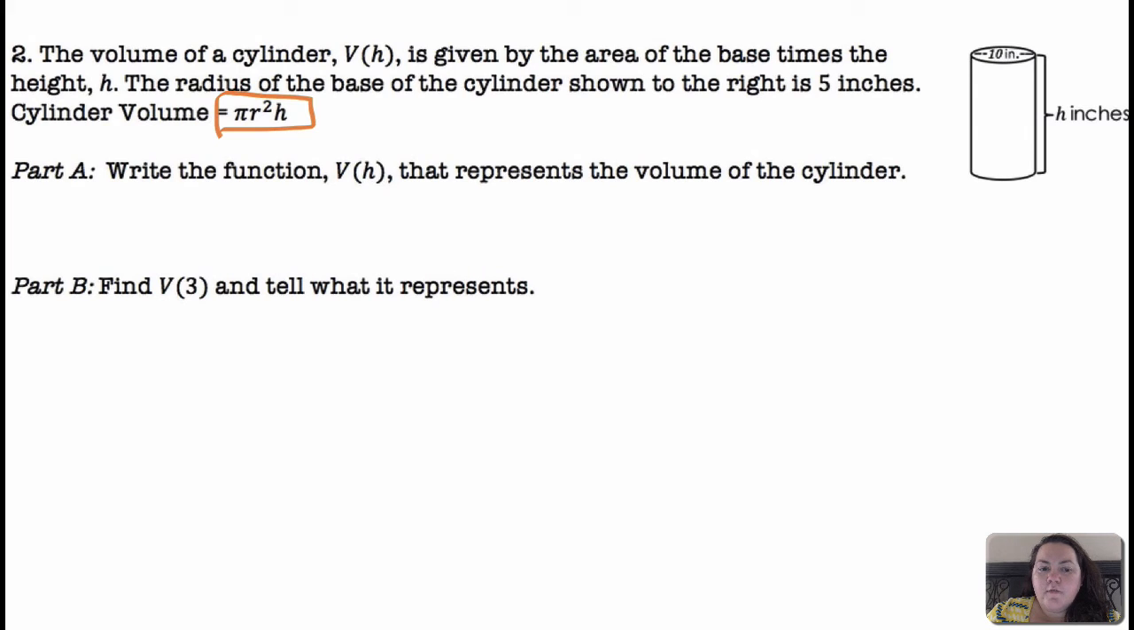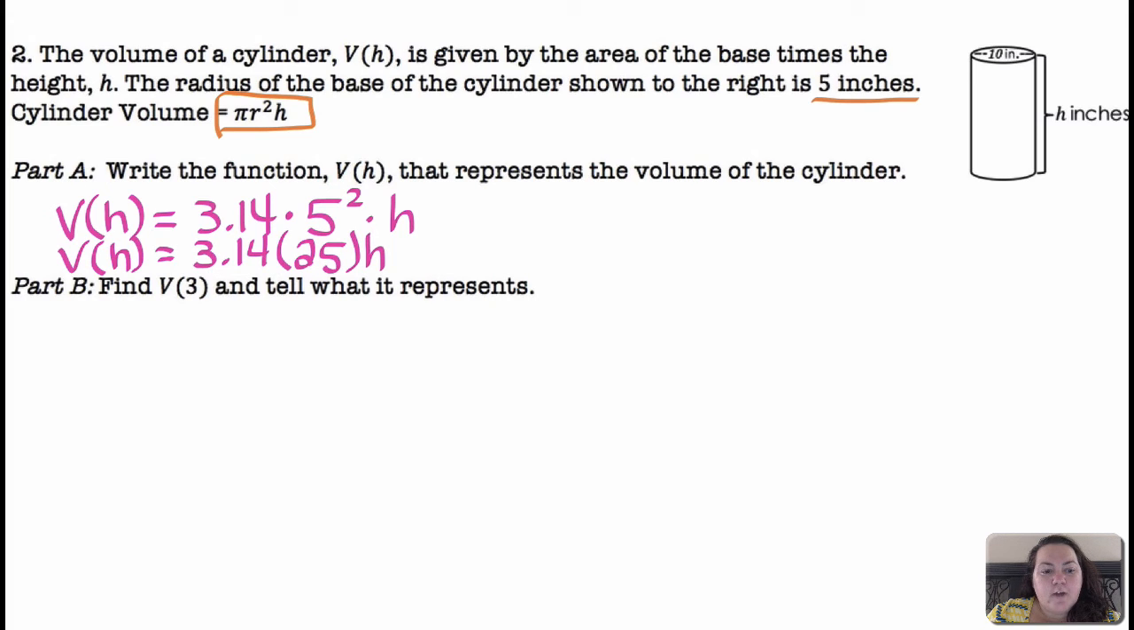So I know that the volume comes from pi r squared h. So v of h is going to be pi, which is 3.14, times my radius squared. Well, they told me the radius was 5, so 5 squared times the height, which is unknown. 5 squared is 5 times 5, which makes 25. So now I have 3.14 times 25 times h. 3.14 times 25 gives me 78.5. So the volume, depending on the height, is equal to 78.5 times the height. So there's my function rule.